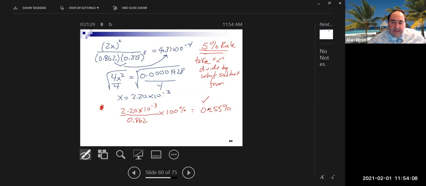So our assumption is good because we are less than 5%. In my experience, if you check one of the reactants, you're probably okay with both of them, but you could do the same thing for the other reactant. You could take 3 times 2.2 times 10 to the minus 3 and divide it by 0.373 if you wanted to, and you would see it's okay as well. So you could check both, but usually if you just check one, you're pretty good.